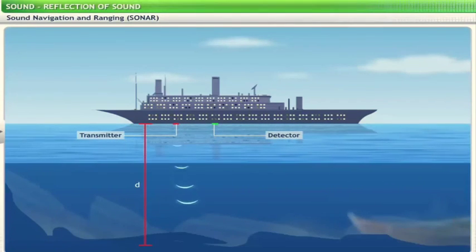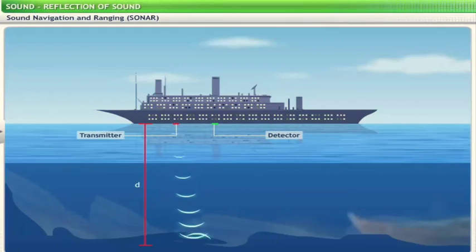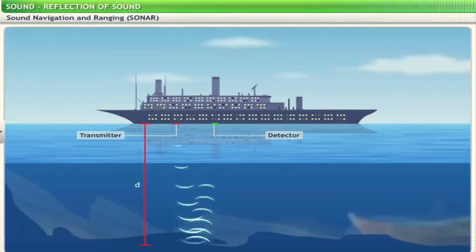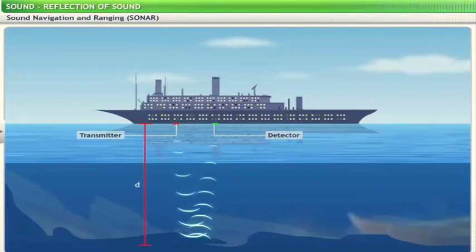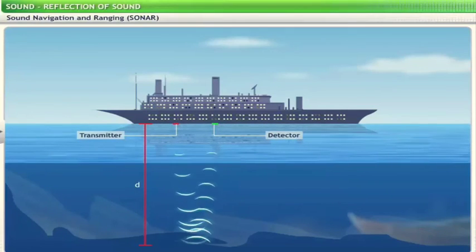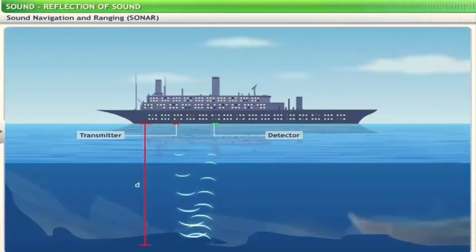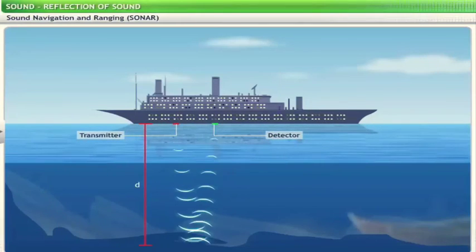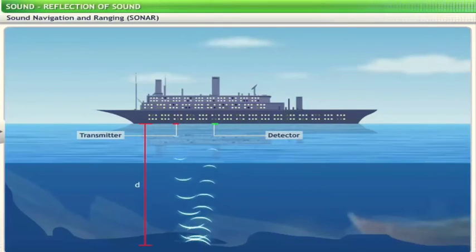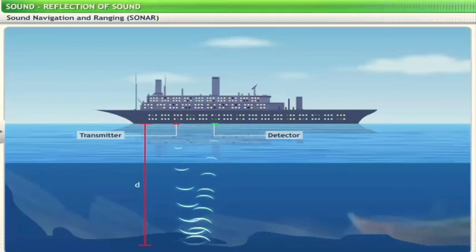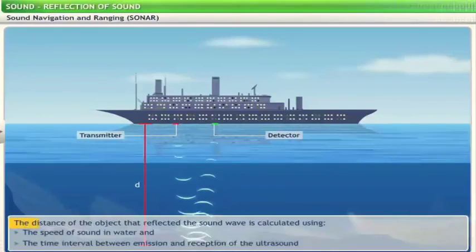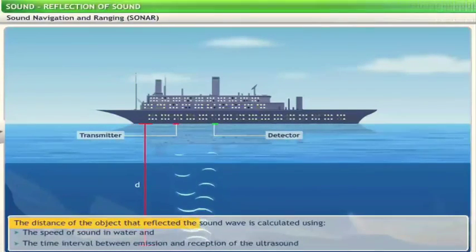Let's see how it works. The transmitter produces and transmits ultrasonic waves that travel through water and reflect back after striking objects or the seabed. The detector catches the reflected rays and converts the ultrasonic waves into electrical signals, which can be suitably interpreted.